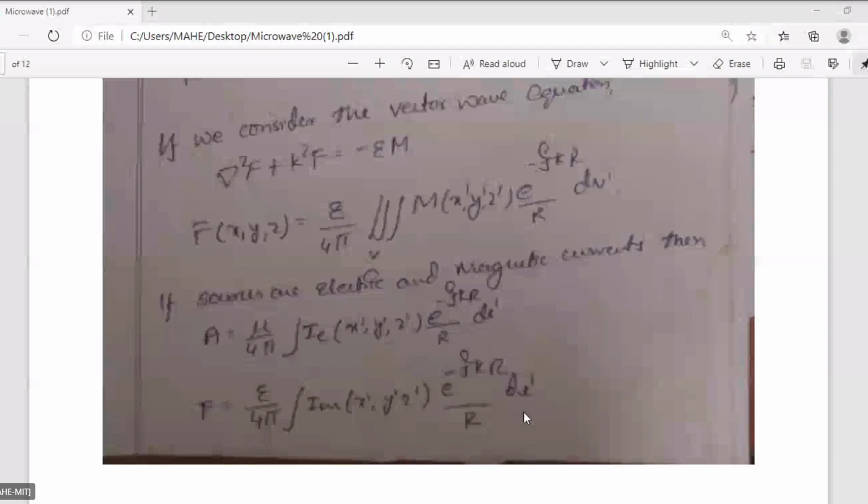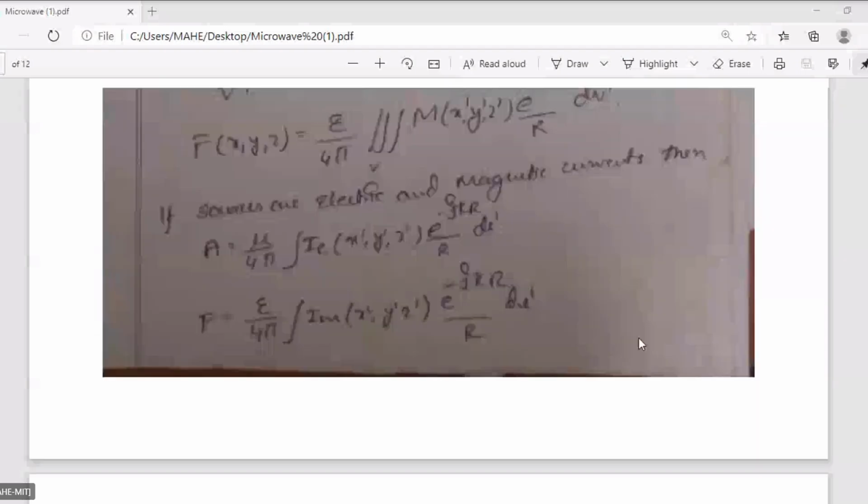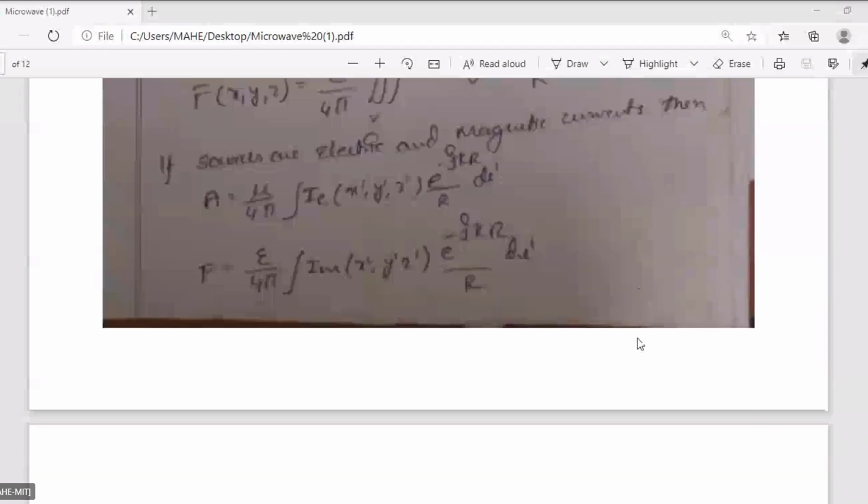I request all of you to please try out the vector wave equation in F and the solution of the vector wave equation in F, because it can be asked in the exam.